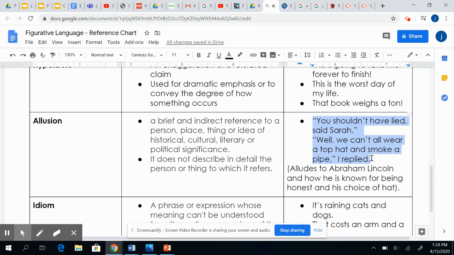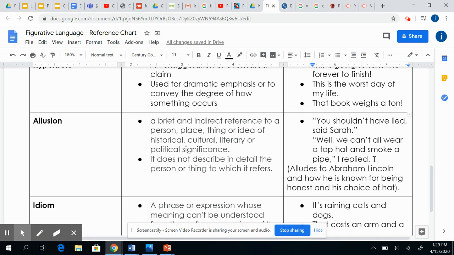For example, take a look at this particular dialogue. "You shouldn't have lied," said Sarah. "Well, we can't all wear a top hat and smoke a pipe," I replied. This is an allusion. It is alluding to the 16th president, Abraham Lincoln, who is extremely well known for being honest and for his choice of hat. Sarah is saying I shouldn't have lied, but I'm trying to allude to the fact that, hey, we can't all be Abraham Lincoln. Now, was this the best advice?